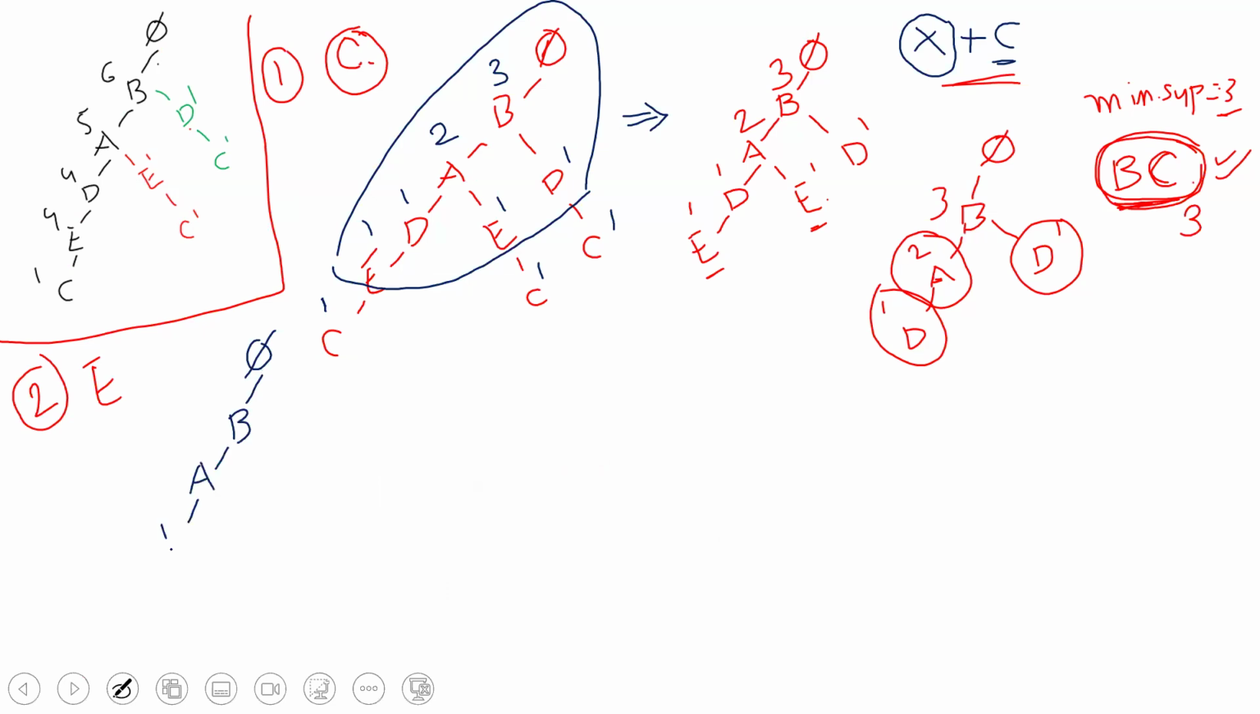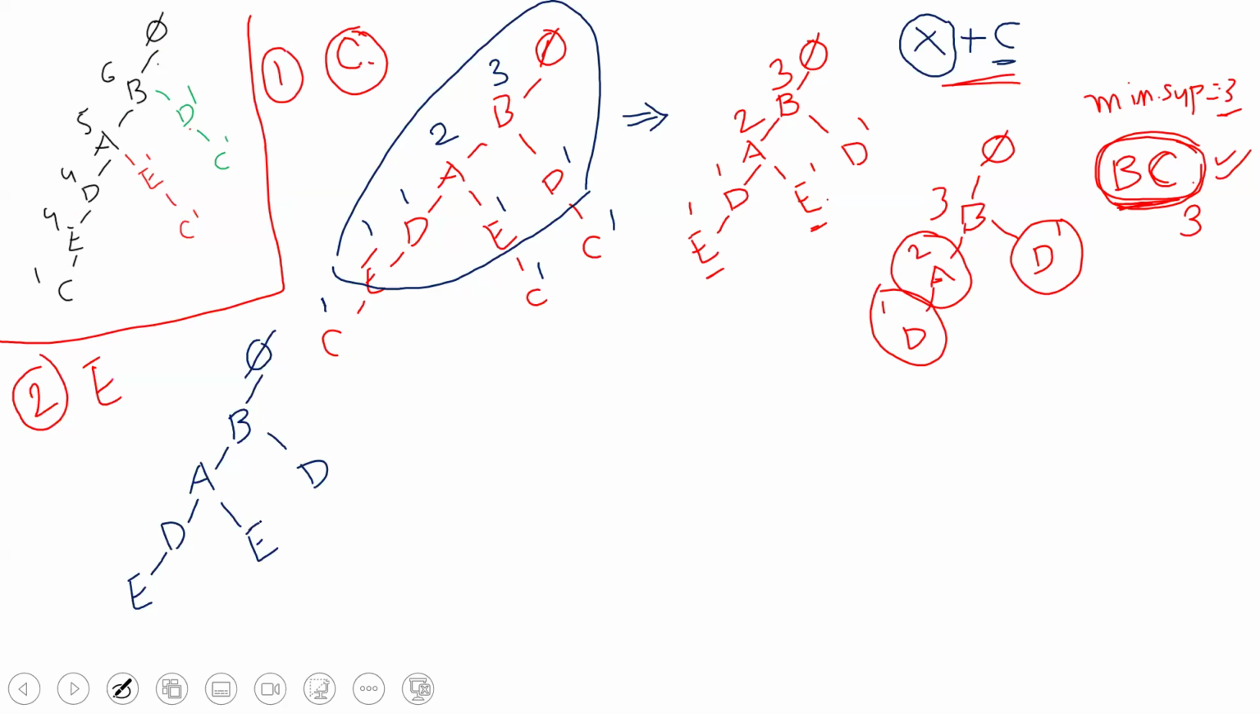B, A, D, E, and then A comes to E, B comes to D. Okay. Now, what do we have to take? Only the counts of E, right? So we just have to take the counts of E only.